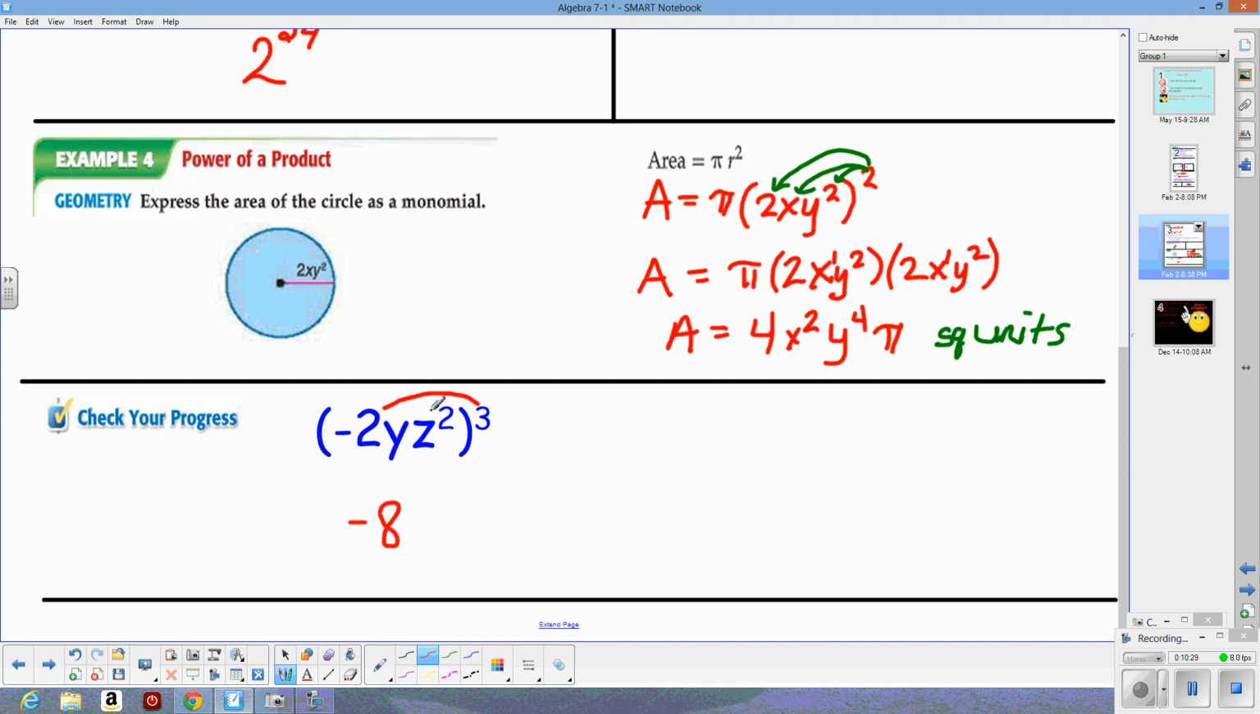And then I have to apply the third power to the y. So y to the third power. And then it's z squared to the third power, or 3 z squareds being multiplied together. Z squared times z squared times z squared is z to the sixth. Or you use the rule, you multiply the exponents together when you take a power to a power. So 2 times 3 is 6.